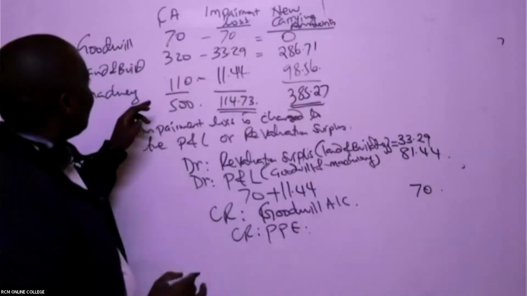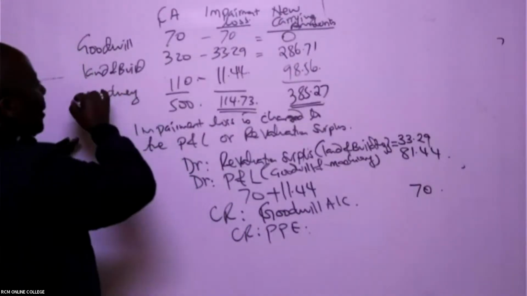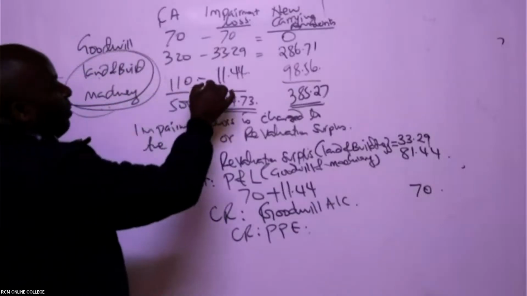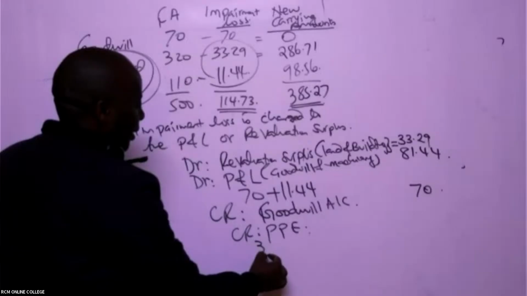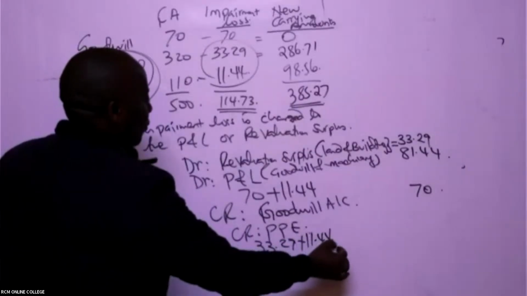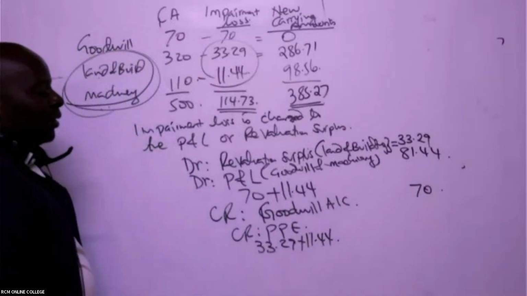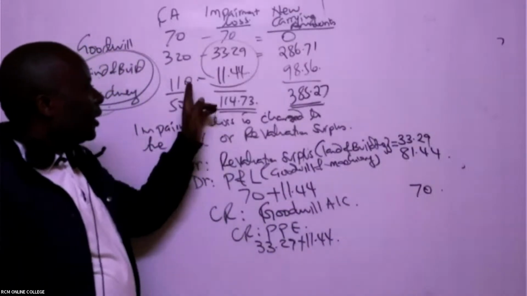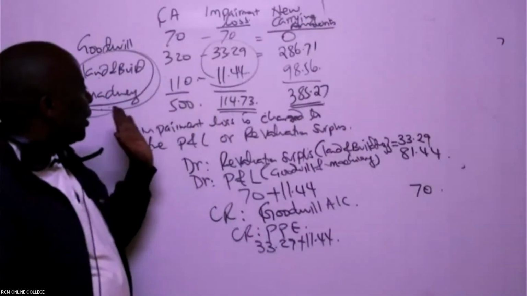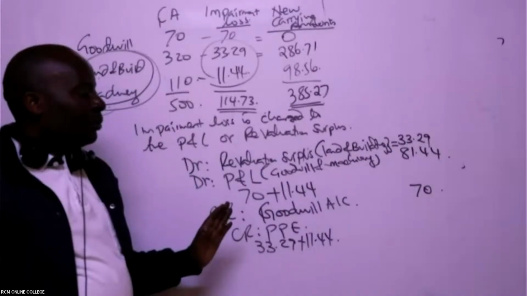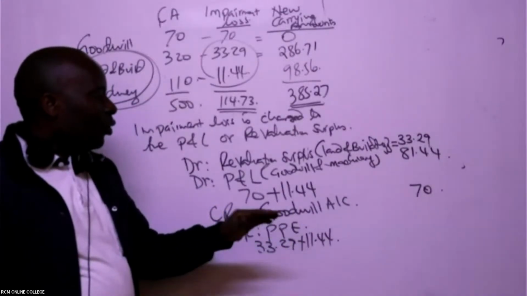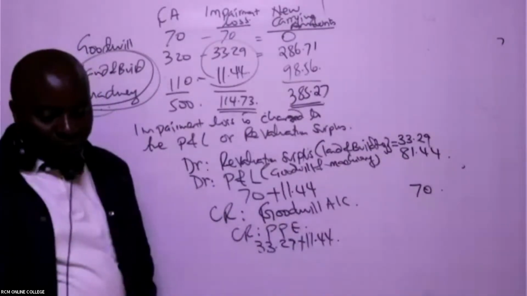This is the property, plant, and equipment. You can see the impairment losses are here: 33.29 plus 11.44. If you wish, you can write them separately. You say credit land and buildings, credit machinery, if you wish. So that 33.29 plus 11.44, this will give me how much in total?